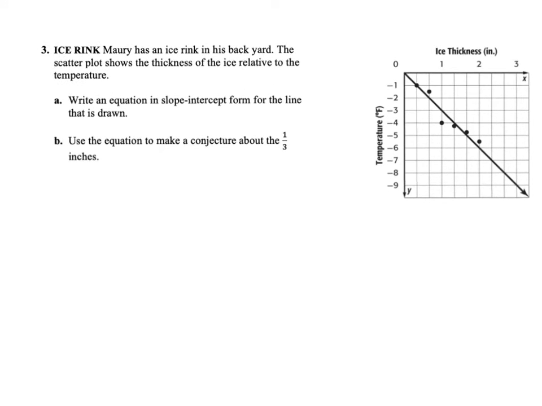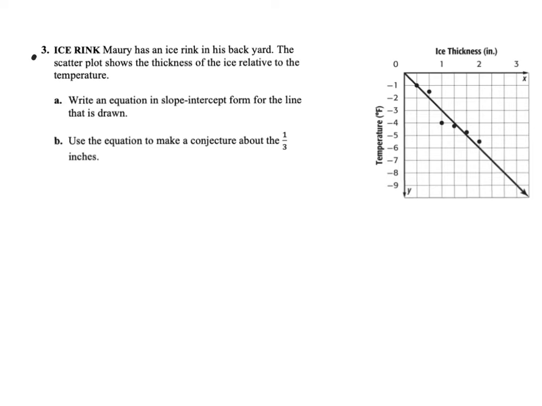So in this question it says, Mari, interesting name, has an ice rink in his backyard. The scatter plot shows the thickness of the ice relative to the temperature. So how thick is the ice as our temperature decreases?